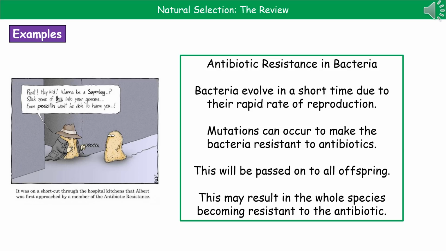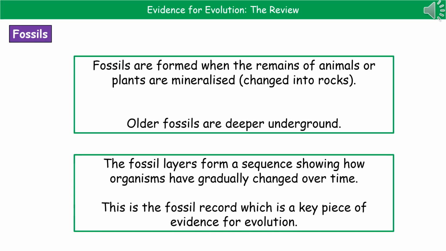The next thing we need to understand then is how we've actually got evidence for this process of evolution that we all relatively accept these days. And the key bit of evidence that you're most familiar with is bound to be fossils. Hopefully we know that fossils are formed when the remains of animals or plants get mineralized, which just means they're changed into rocks.